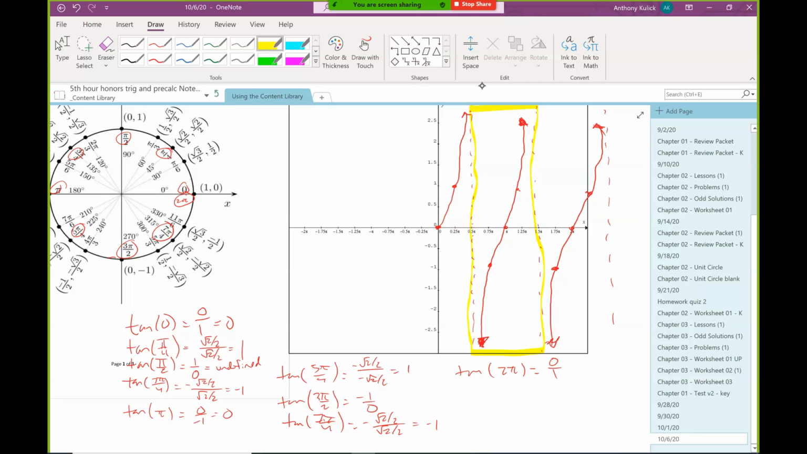Lauren? Yes, 100%. So again, what Lauren asked, if you missed it, was whether we're getting an asymptote every time the x coordinate is undefined. 100%, yes.